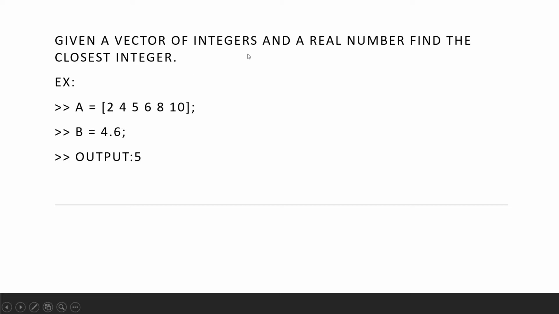Given a vector of integers and a real number, find the closest integer. For example, a equal to 2 4 5 6 8 10 is the array which you are giving as input, and another number b which you are giving is 4.6. You want to search which element in the array is closest to this particular number 4.6. Obviously 5 is the closest, so the output should be 5.